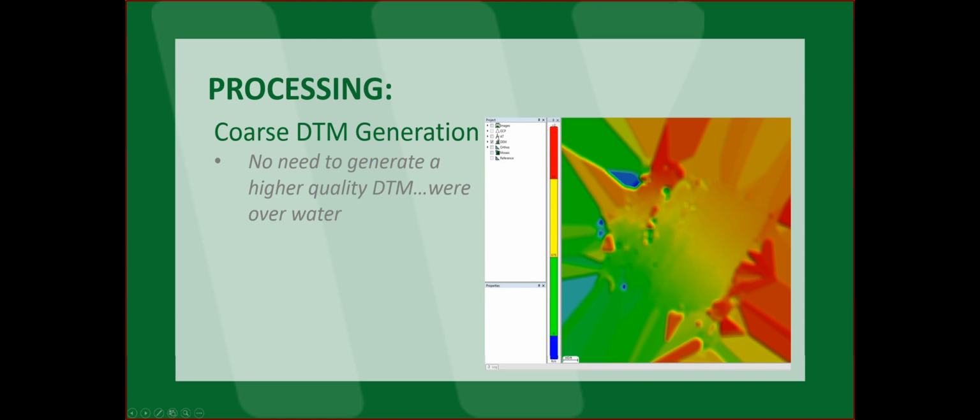Then we generate a coarse DTM. No need to generate a higher quality one. We're working over water. The goal here is not to build a surface, but to support the orthorectification and mosaicing.